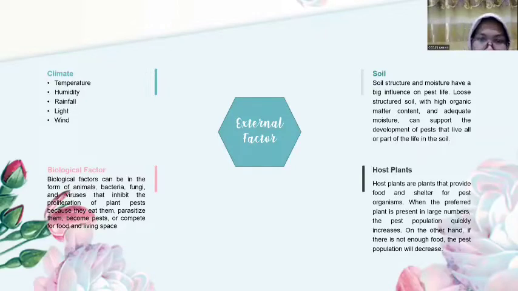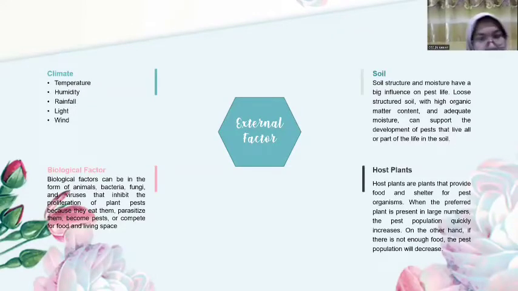The second external factor is soil. Soil structure and moisture have a big influence on pests' life. Loose structured soil with high organic matter content and adequate moisture can support the development of pests that live all or part of their life in the soil.